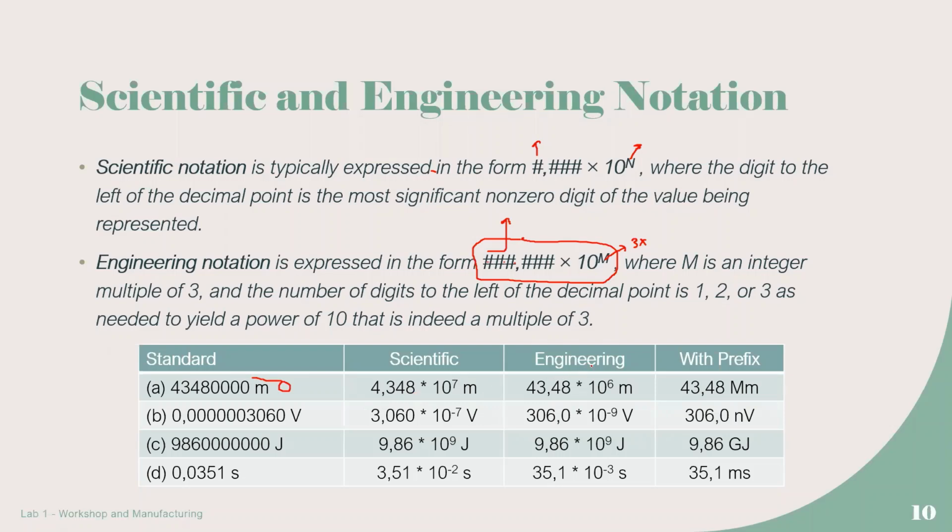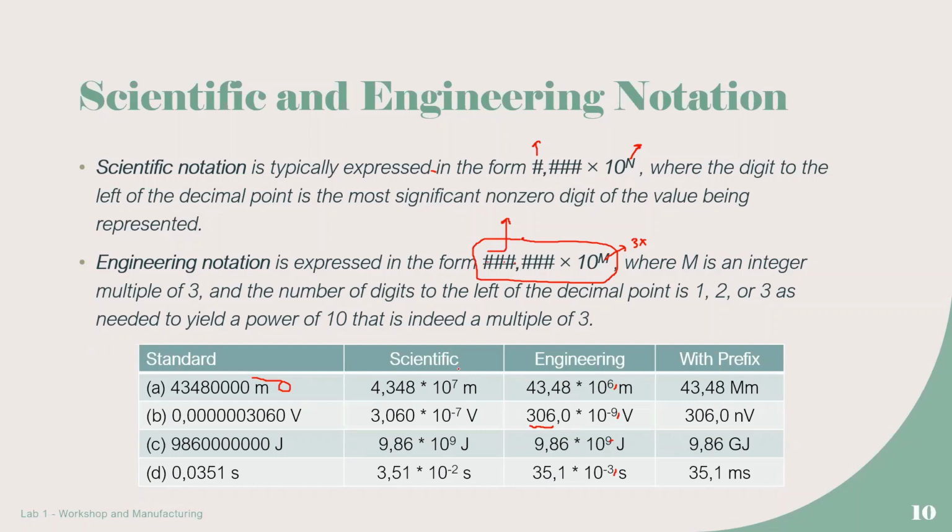And you see in engineering notation, these are your exponents. You see all of these are multiples of 3. And on the left side of the comma, I may have 1 digit, but I can also have more than 1 digit. For example, I have 3 digits here on the left side of the comma.